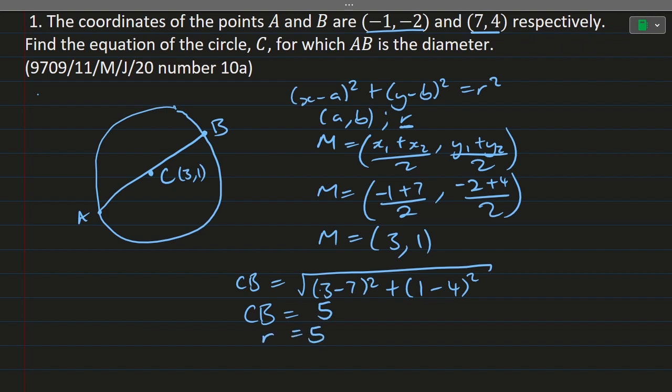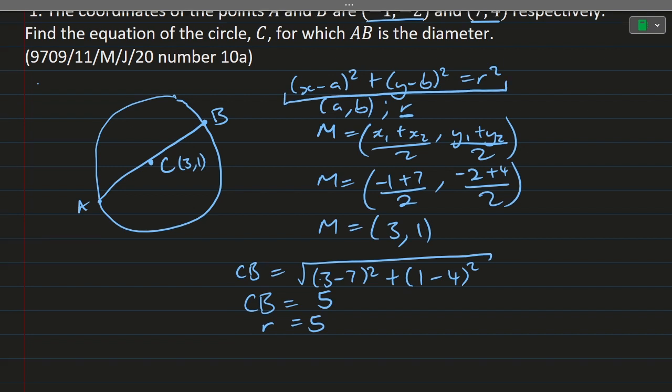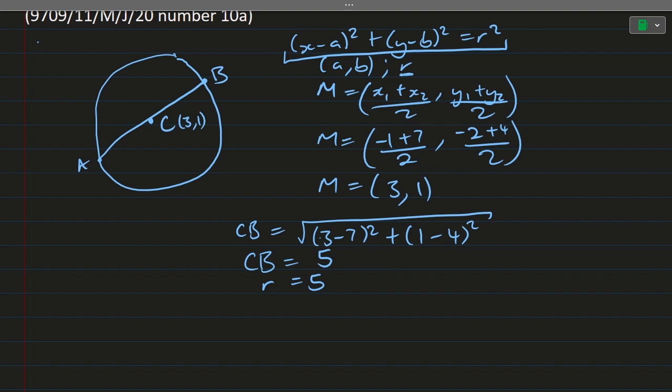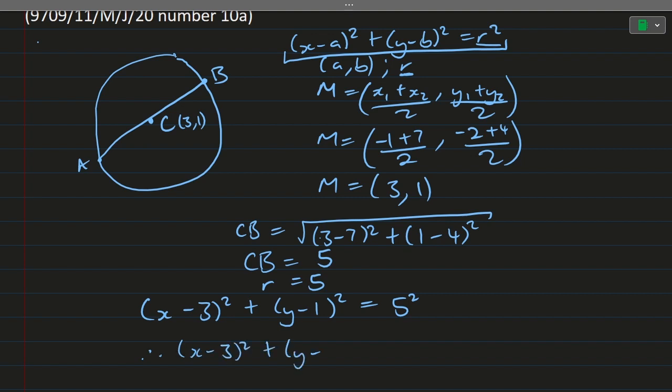And now we can go back to this equation and substitute a, b, and r. We know that the coordinates of our center are (3, 1), so it becomes (x - 3)² + (y - 1)² = 5². Remember that it's r squared, so our final answer would be (x - 3)² + (y - 1)² = 25. That's the equation of the circle with center C. Let's move on to question number 2.